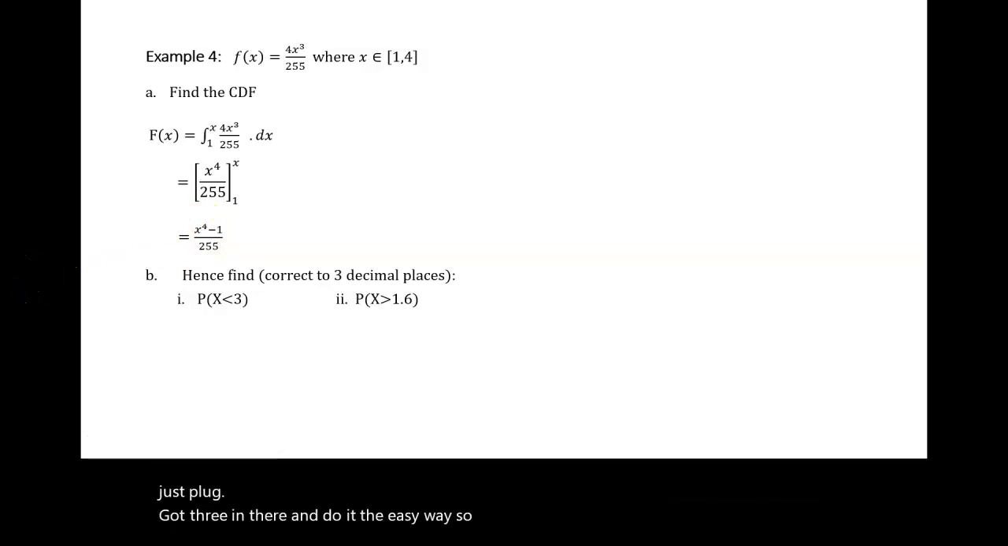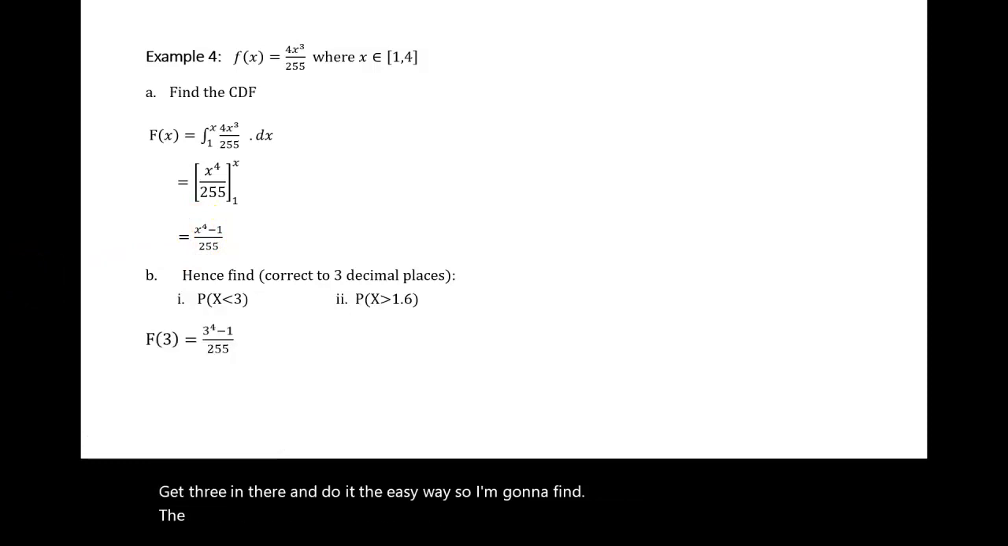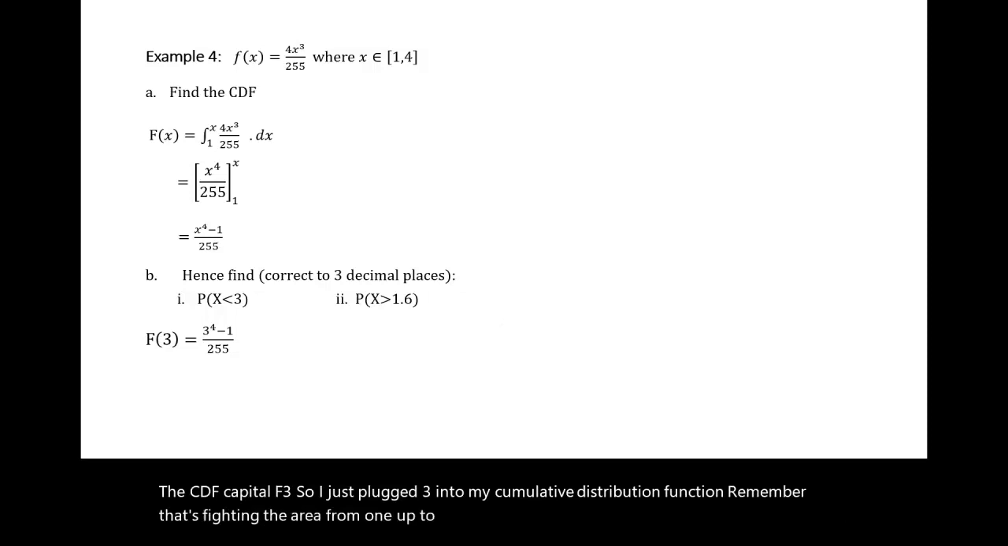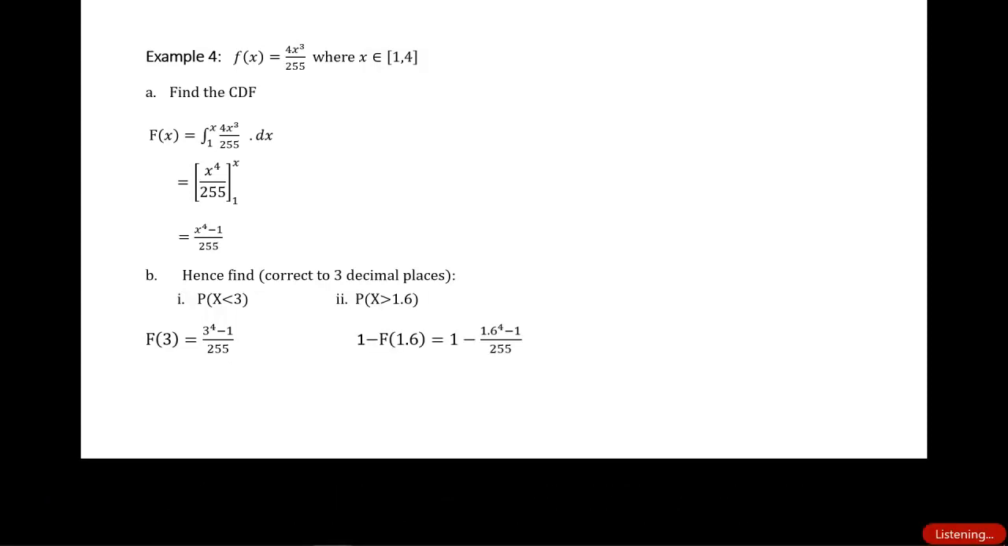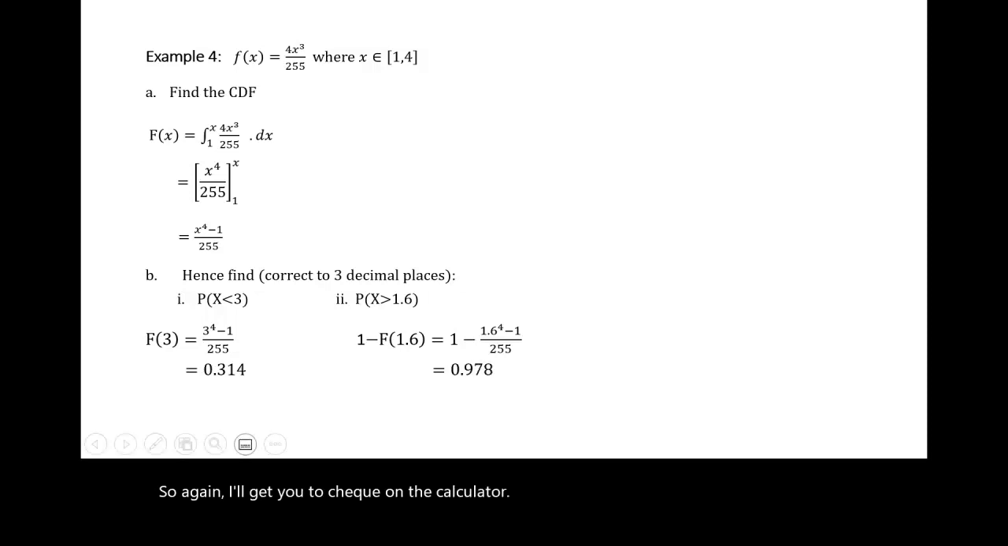So I'm going to find the CDF, capital F(3). So I just plug 3 into my cumulative distribution function. Remember, that's finding the area from 1 up to any random point, and I want my random point to be 3. We might go to a decimal, and I got 0.314, but my calculator's a bit dodgy at home, so please check that for me. So again, I'll get you to check on the calculator, and I think I got 0.978, but I'm sure you'll correct me in class if I'm wrong.